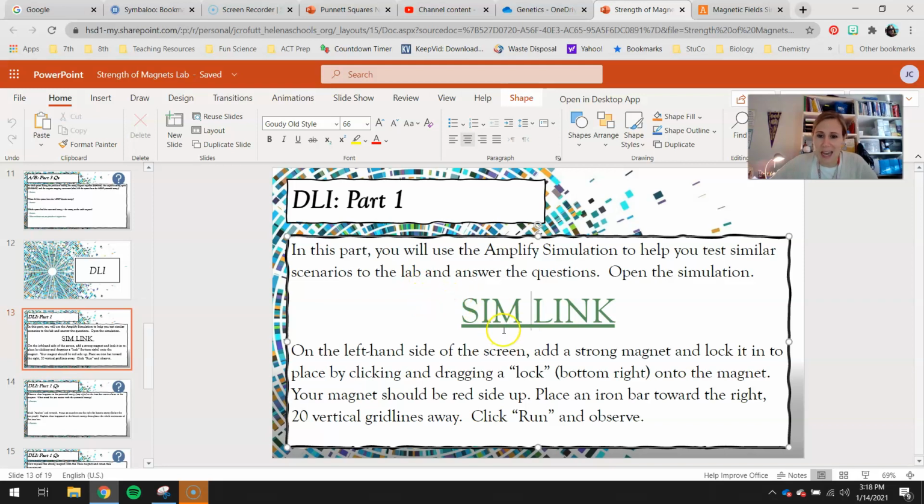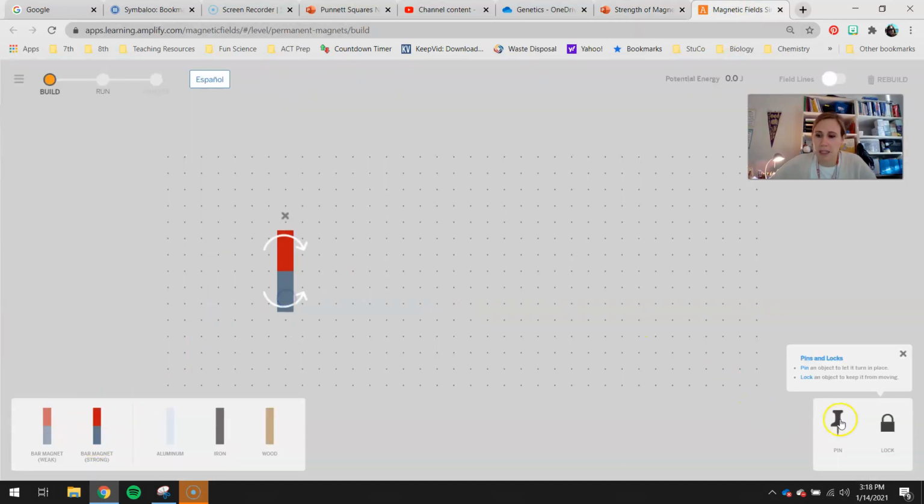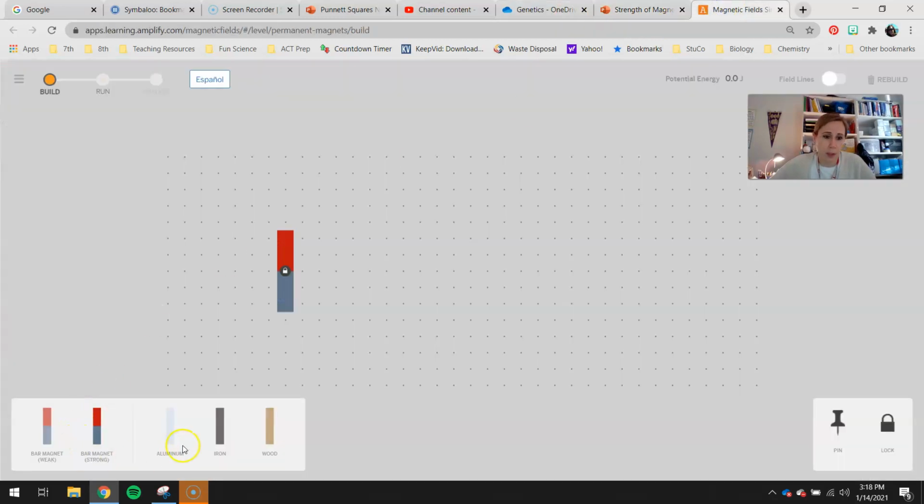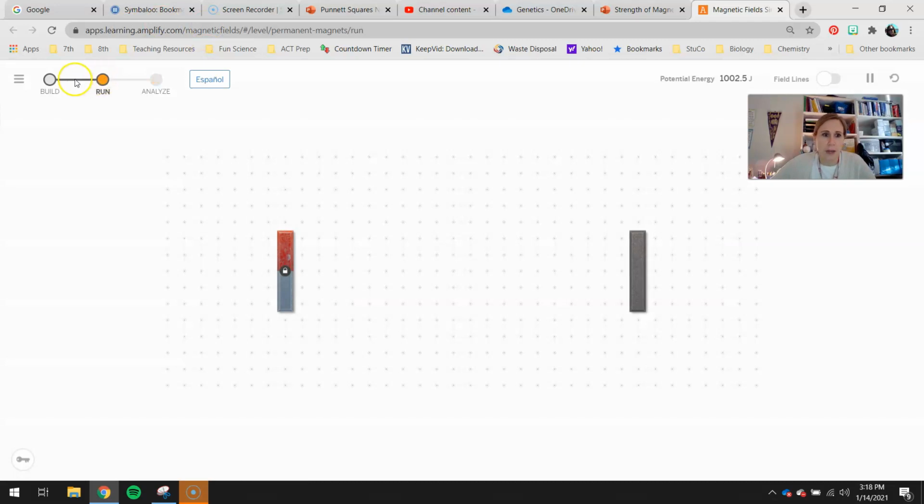On the left-hand side of the screen, add a strong magnet and lock it into place by clicking and dragging the lock. So here's my strong magnet, and I'm going to lock it into place. The magnet is red side up, and then place an iron bar toward the right, 20 vertical grid lines away, and then click run and observe. So here is my iron bar. I'm going to place it 20 grid lines: 1, 2, 3, 4, 5, 6, 7, 8, 9, 10, 11, 12, 13, 14, 15, 16, 17, 18, 19, 20. I almost had it, so I'm going to move it over 1. Then go ahead and click run and observe what happens.